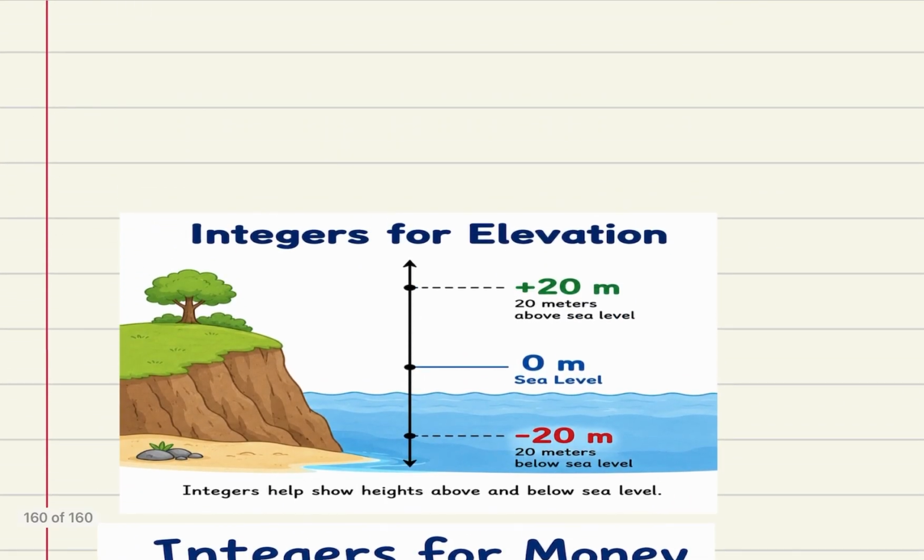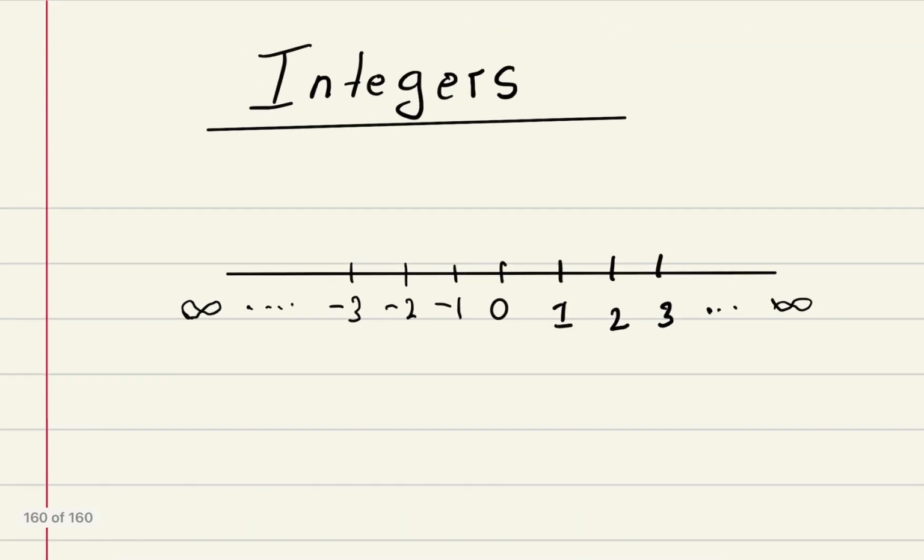So that's what integers are. They include the negative whole numbers, -1, -2, -3, and so on, and the positive natural numbers and whole numbers. Now, if you're not sure about natural numbers, it's in my last video, so you can go and check that out.